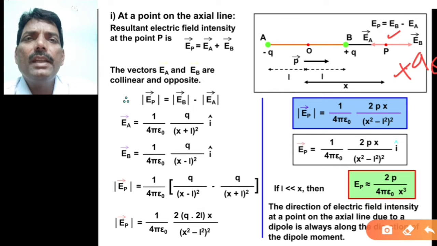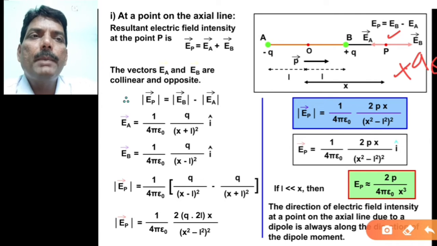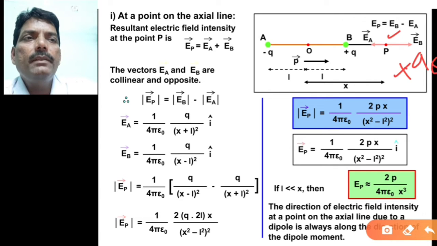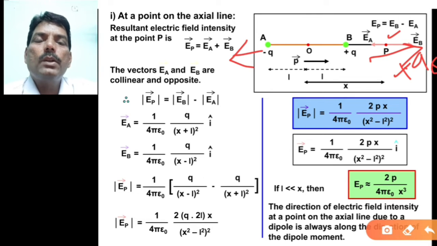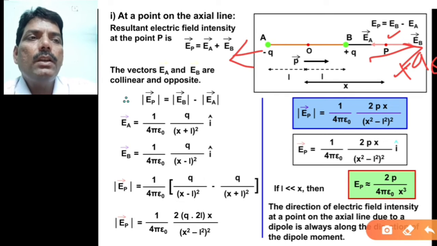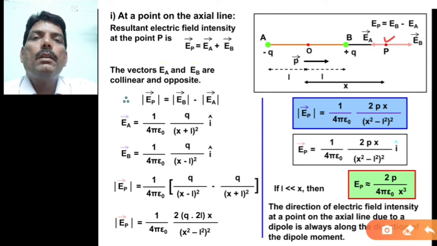What is my axial line? Axial line means when you join these two charges, or you can say along the dipole moment, to this side or to this side, that is the location of the axial line. So here on the axial line I have taken the test charge at point P.